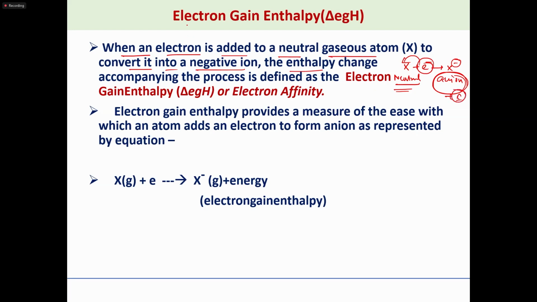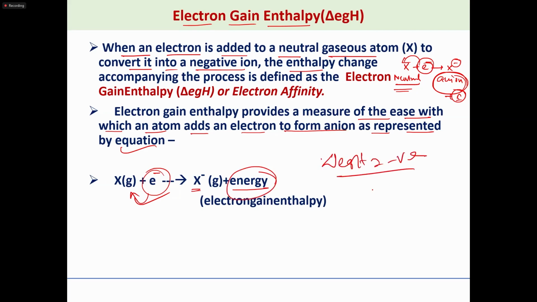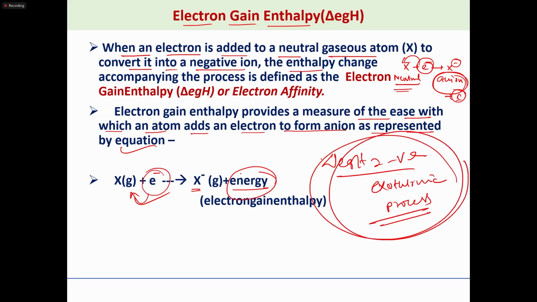This energy is called electron gain enthalpy. This electron gain enthalpy provides a measure of the ease with which an atom can add an electron to form an anion, as represented like that. So X, the first electron is there. When one electron comes to this gaseous atom, it forms an anion and some amount of energy is removed. That's why this delta is negative. It is an exothermic process, so that's why it is always negative.